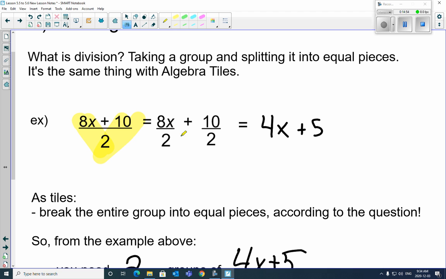You have to be able to divide it into 2 pieces. So what I recommend doing is break it apart. So 8x divided by 2 plus 10 divided by 2. That way you won't forget that you have to divide both parts by 2. And this is quite easy. 8x divided by 2, 8 divided by 2 is 4x. Simple. 10 divided by 2 is 5, right? So algebraically, it's not really difficult.